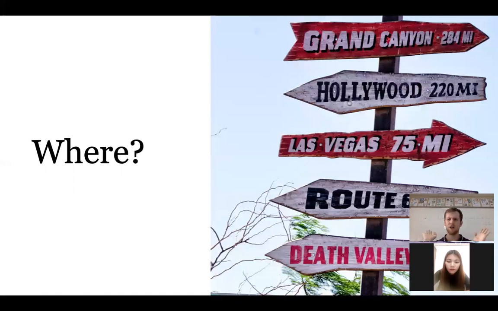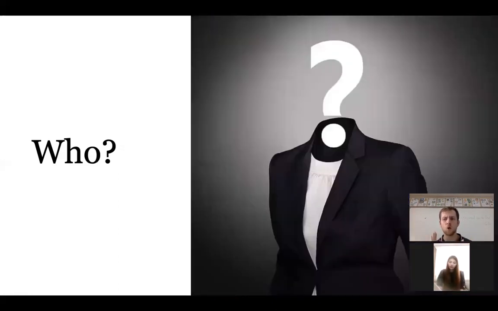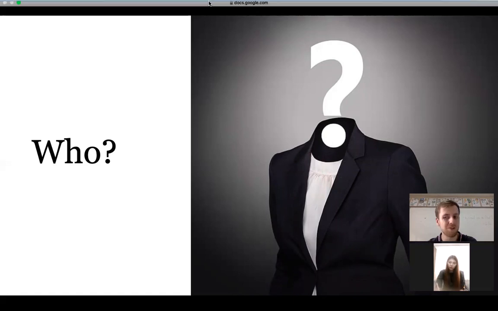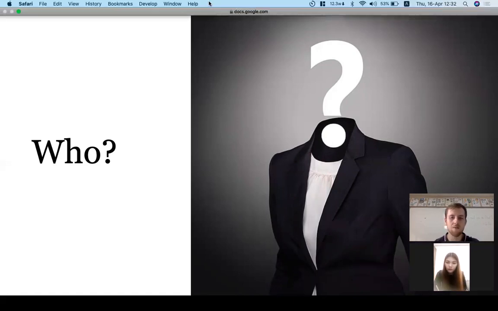Okay, next one is where. So normally we ask for directions. This is where. It's like, is it Grand Canyon, is it Hollywood, Las Vegas? You see, I got some pictures here for these words. And the next word is who, like who are you, or who is your friend? Who is this person? We use this word when we want to know more, or maybe we want to know something about that person. Like who are they?